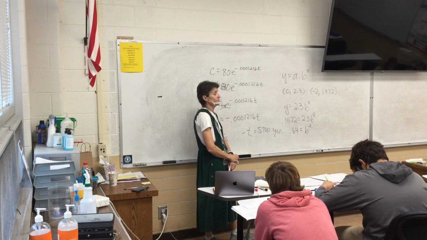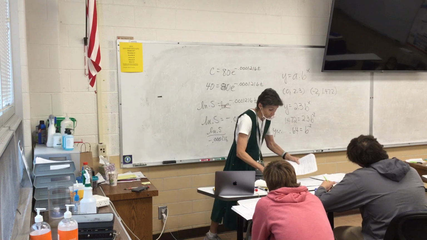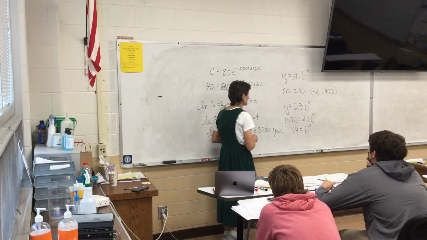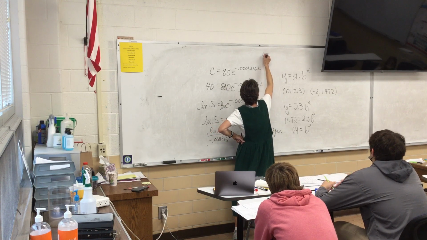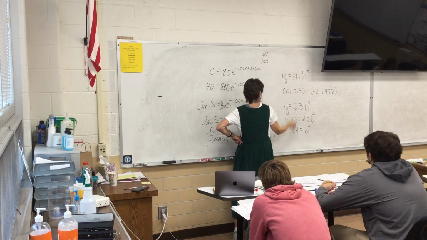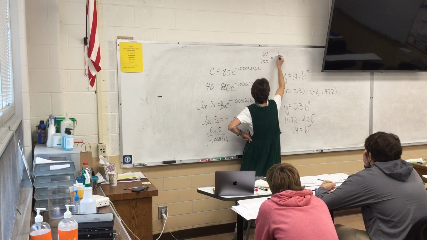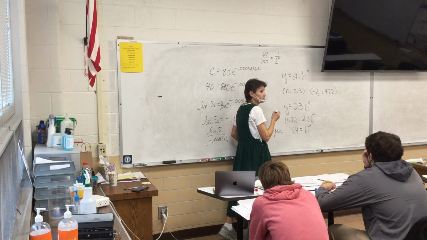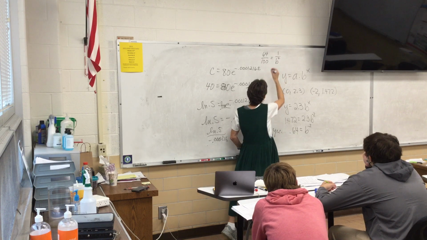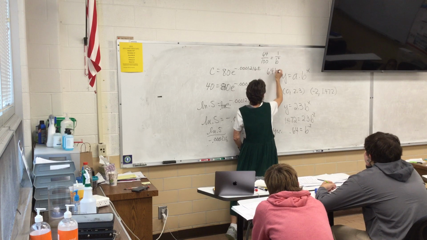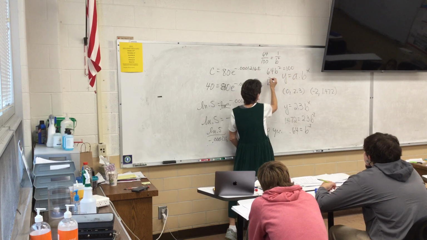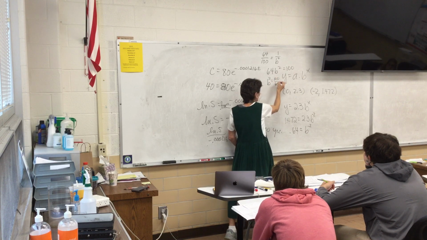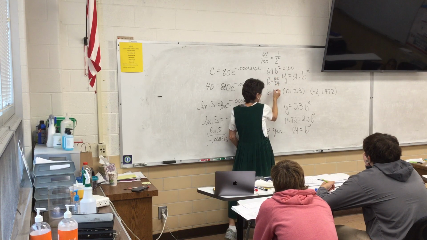Now at this point, you've always got options, but you really have options here. What some kids like to do is say, okay, I've got 64 over 100, that's what this is, and it's equal to 1 over b squared. True? So then I can cross multiply. So 64b squared equals 100. b squared equals 100 over 64. So b equals 10 over 8, which is 5 over 4.